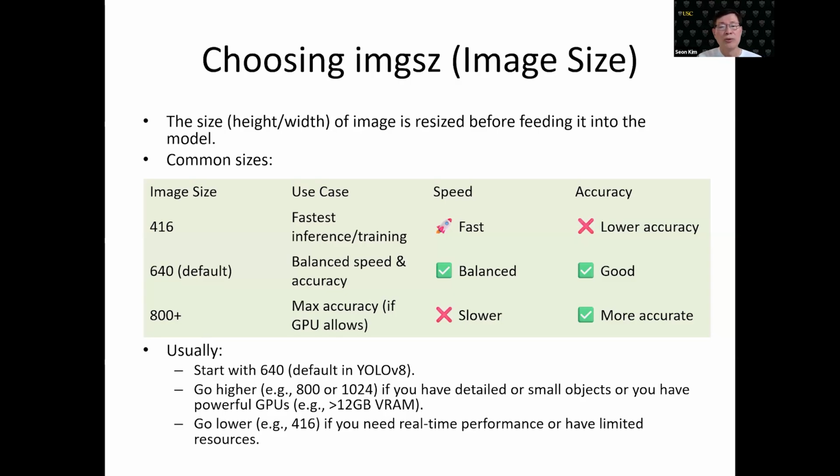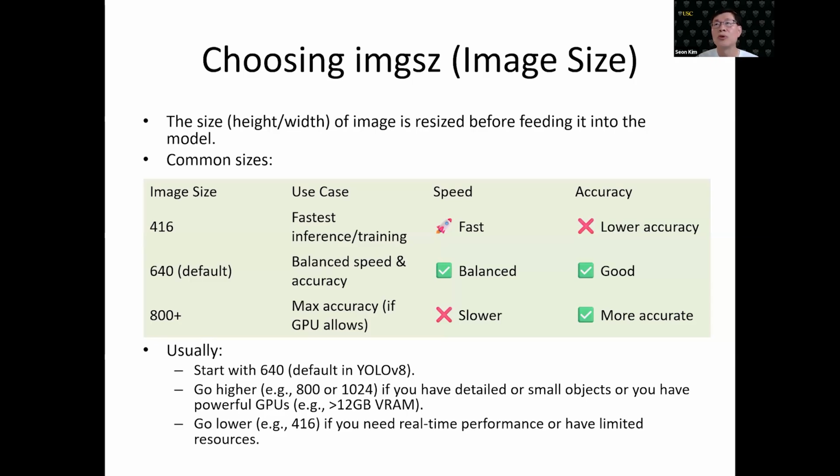So in general, our suggestion is usually to start with some default value, and then occasionally you can go higher, if you know that you're going to detect a very small object in your images, or you have very powerful hardware, or if you are using high resolution images and the training time is going to be shorter. Or you can go lower if you know that the detection speed is quite important, or you have a limited amount of computing resources.